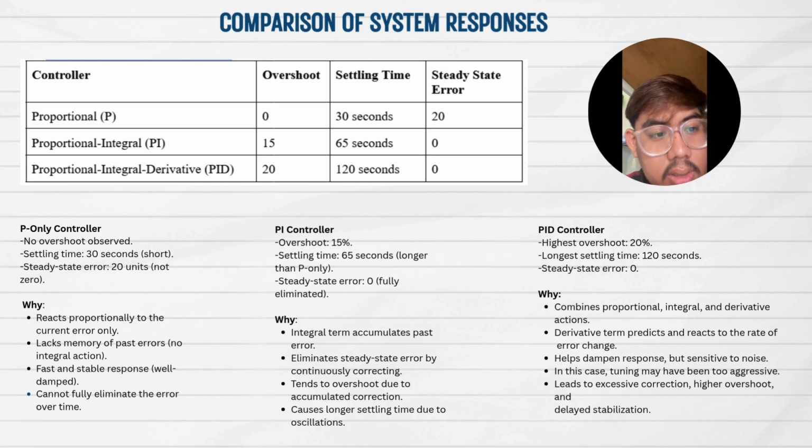So the final one, the PID controller: highest overshoot 20%, longest settling time 120 seconds, steady state error 0. That is why it combines proportional, integral and derivative sections. The derivative term predicts and reacts to the rate of error change, helping dampen response but sensitive to noise. In this case tuning may have been too aggressive and led to excessive correction, higher overshoot and delayed stabilization.